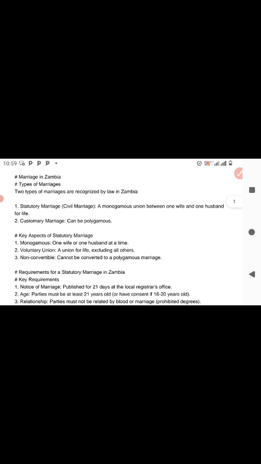So these are actually the key things that the examiners want you to know when it comes to statutory marriage. There are 2 types of marriages, statutory and customary. So we've looked at statutory marriage, which is a marriage that has to do with one wife and one husband. So in the next one, I'm going to cover customary marriage, the one that can be polygamous.